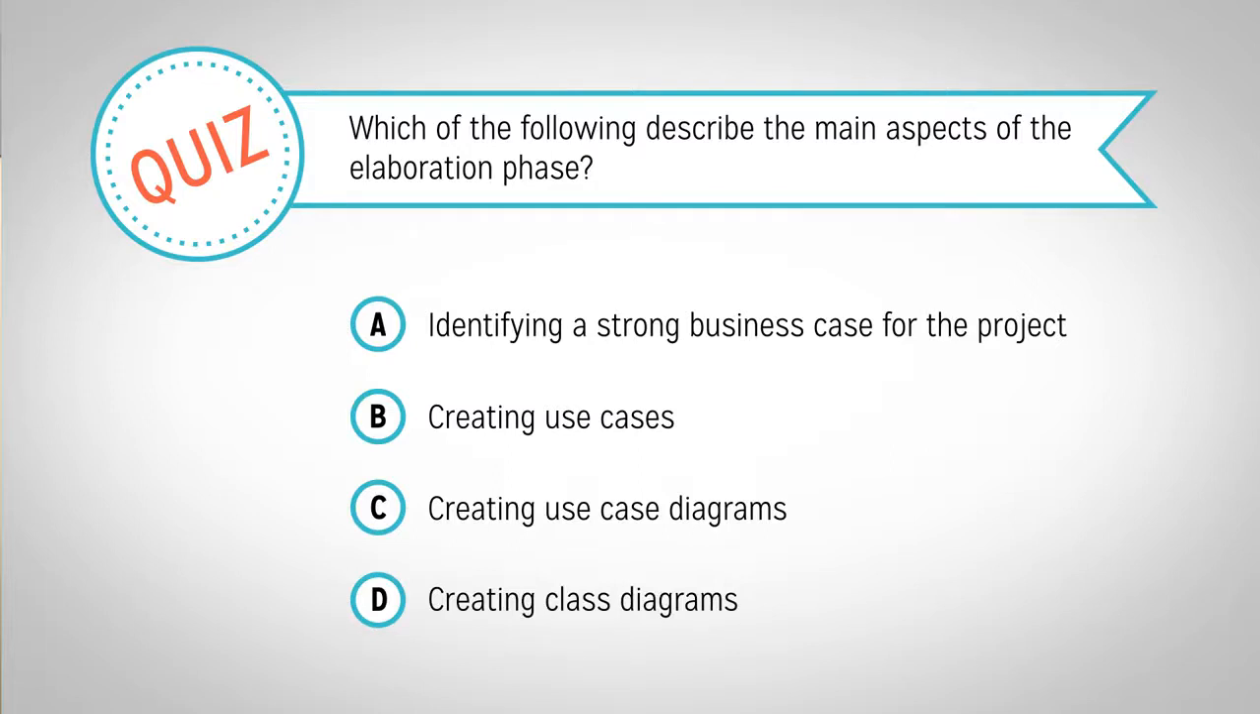The correct answers are C and D. Use case diagrams and class diagrams are main work products of the elaboration phase. That's not to say that these work products don't also happen in the construction phase. It's just that they're more a focus in elaboration. You identify a strong business case for the project in the inception phase.